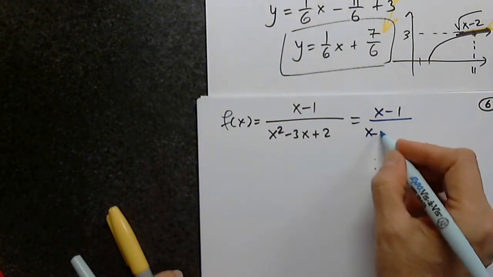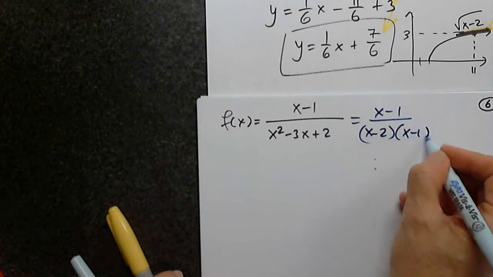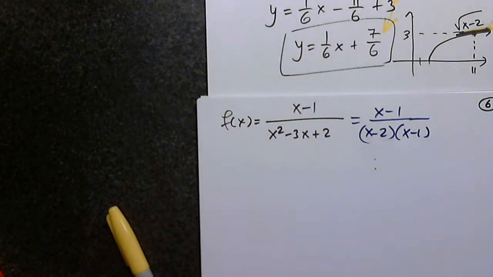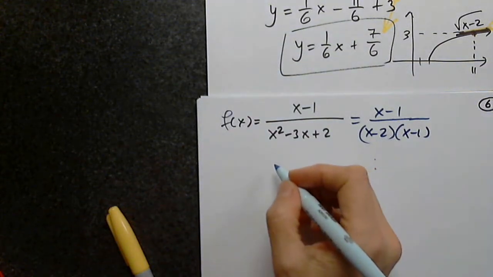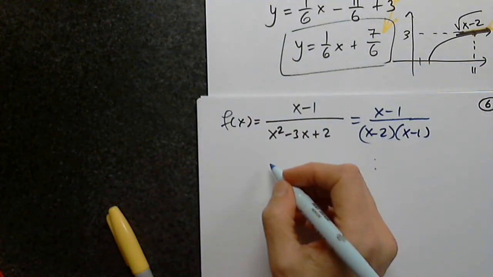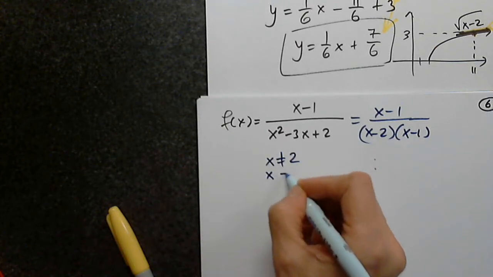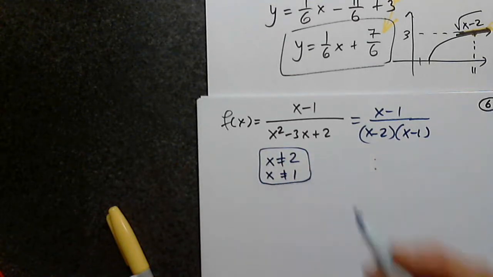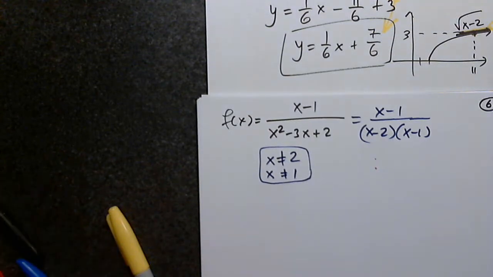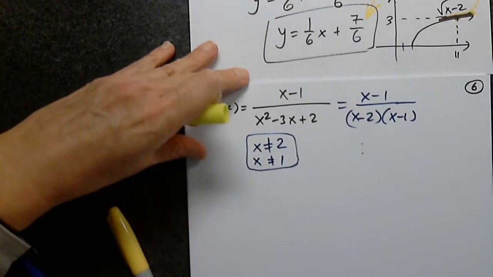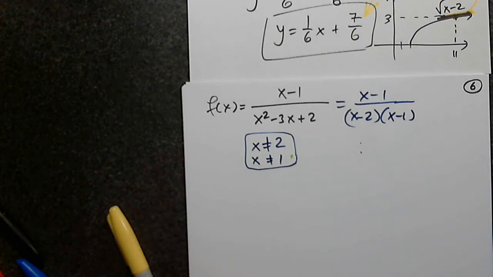And x minus 2 times x minus 1. And before I touch the function, before I do anything, I have to write what? x is not equal to 2 or 1. Very good. Okay, now I can do something to it. Not yet the vertical asymptote. Now I can do something to it. What will I do? But first I have to write this.